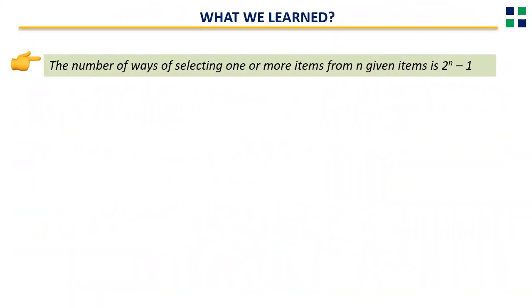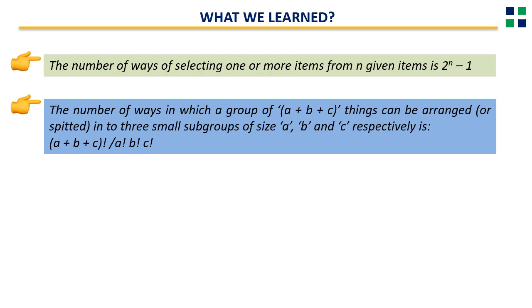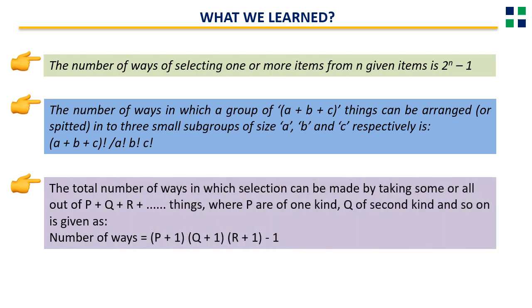The number of ways of selecting one or more items from n given items will be equal to 2 to the power of n minus 1. Now suppose there is a big group of a plus b plus c things and we want to split it into 3 small subgroups, which can be done in (a plus b plus c) factorial divided by a factorial into b factorial into c factorial. The total number of ways in which a selection can be made by taking some or all out of p plus q plus r things, where p are of one kind, q are of a second kind, and so on, will be equal to (p plus 1) into (q plus 1) into (r plus 1) minus 1.